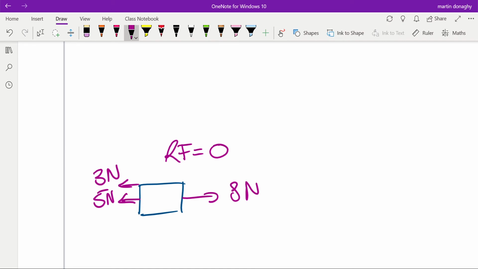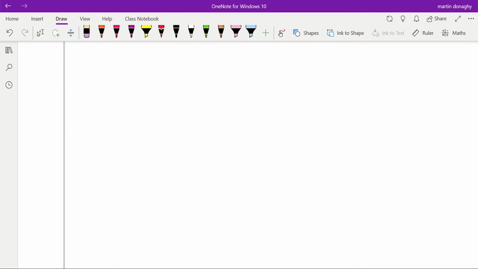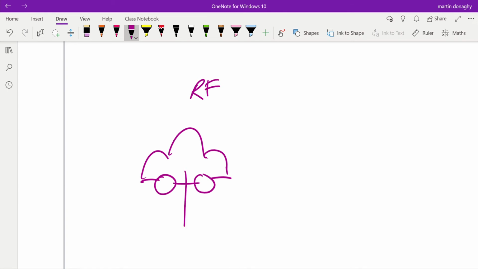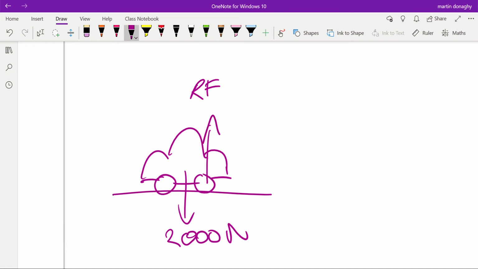However, the reverse is also true, that let's say I have a car and it's stationary, then Newton's first law tells us the resultant force must be zero. Therefore, if it has a weight downwards of, let's say, 2,000 newtons, well then there must be an upwards force due to the road being there of 2,000 newtons.